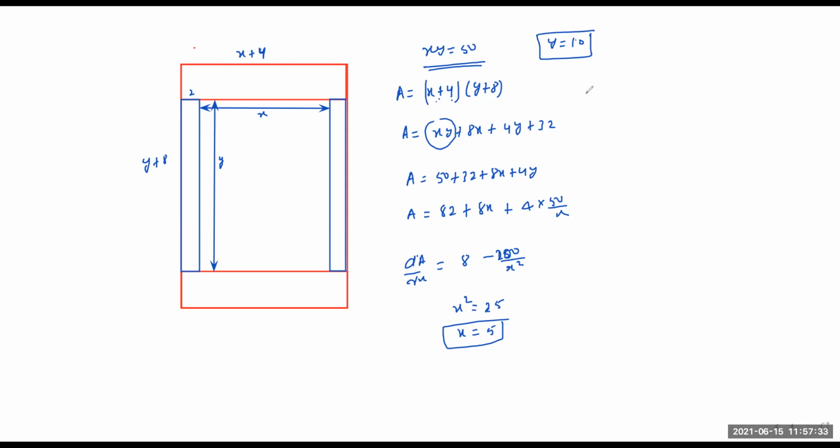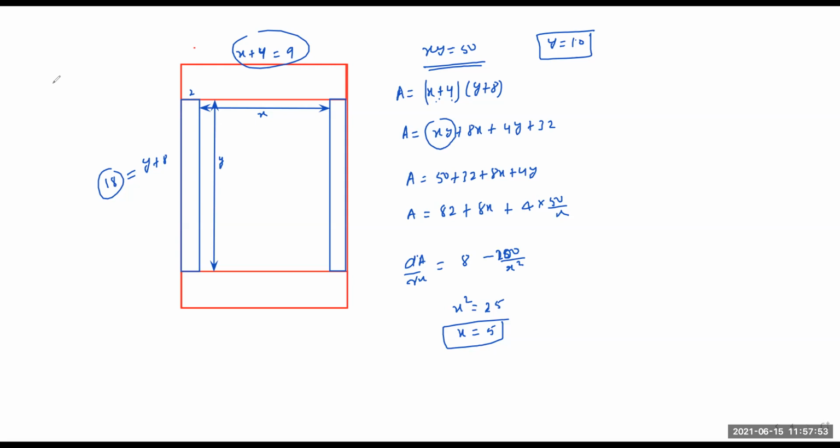Right? So the outer dimension is how much? x plus 4 is 9 and y plus 8 is 18. So we got an answer. So how easy is this? Compared to the previous one, this is very fast.